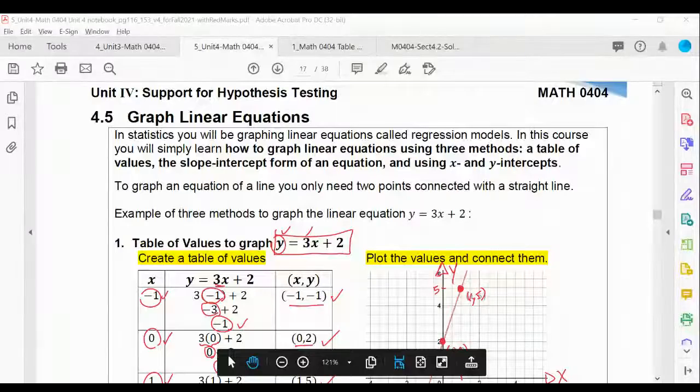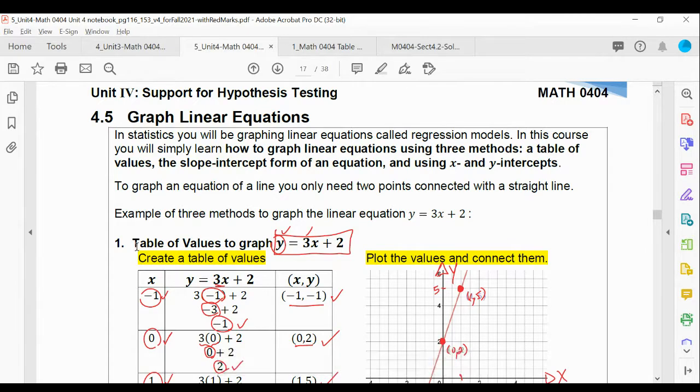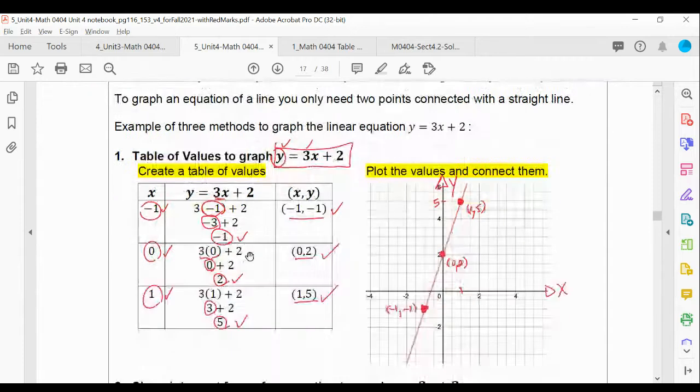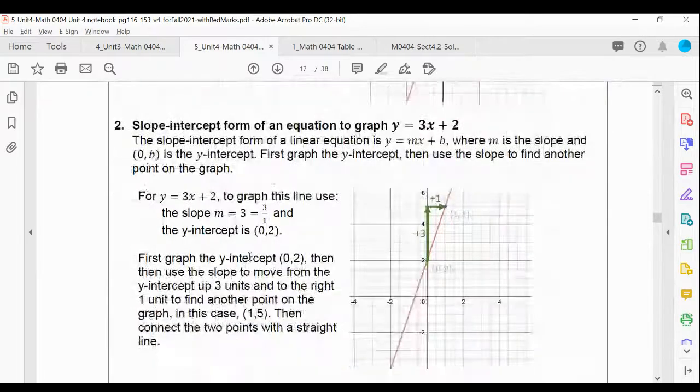Hi class, let's continue to graph your linear equations. We already spoke about how to graph a linear equation using a table of values. Now let's move on to the second way to graph linear equations, which is the slope-intercept form of an equation.